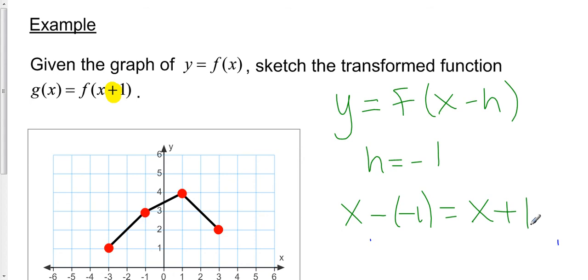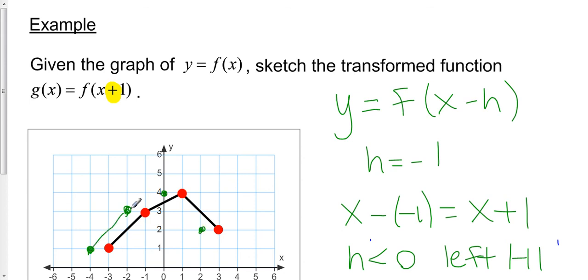So this time our h is less than 0. And if h is less than 0, we're going to go left the absolute value of negative 1. So we're going to move all these points to the left 1. And connect the dots, and that is our image.